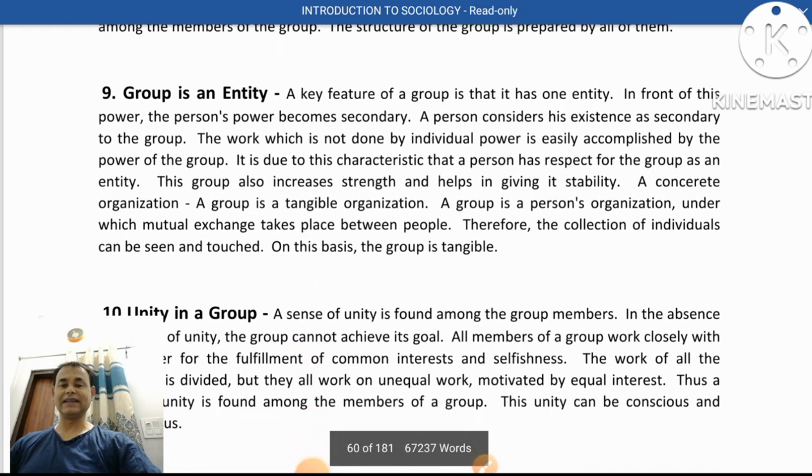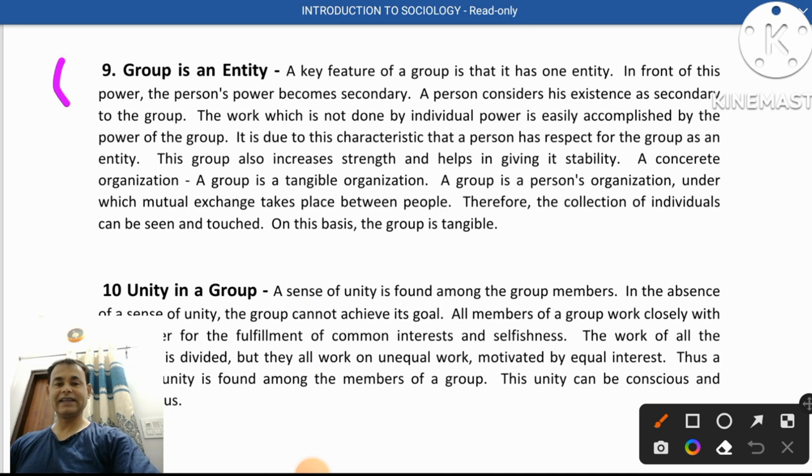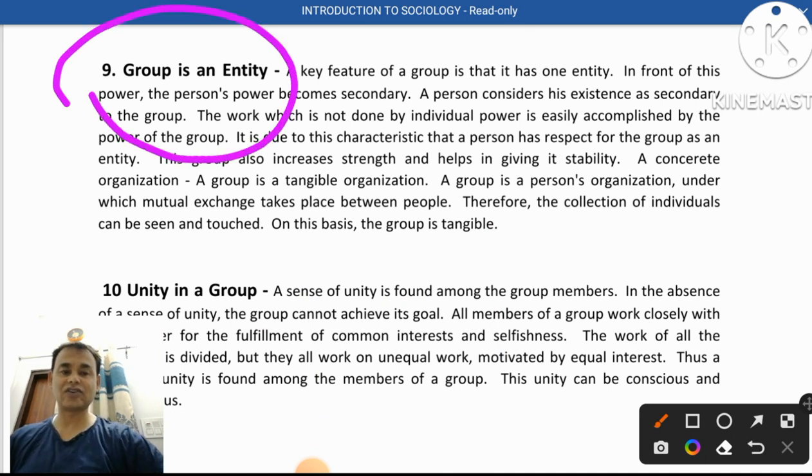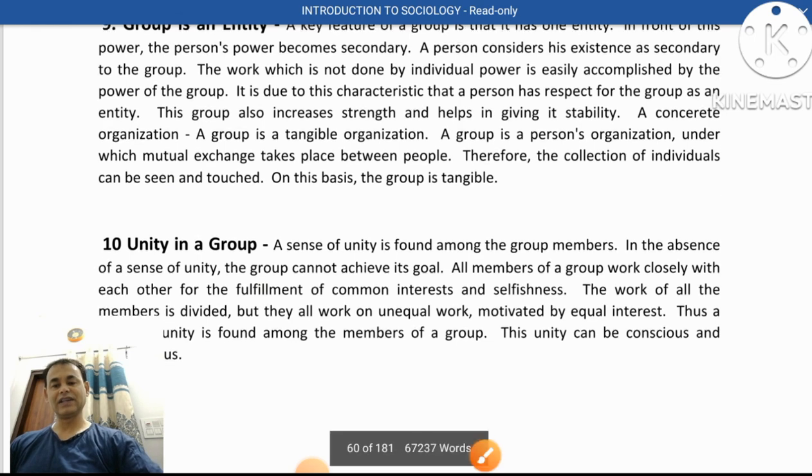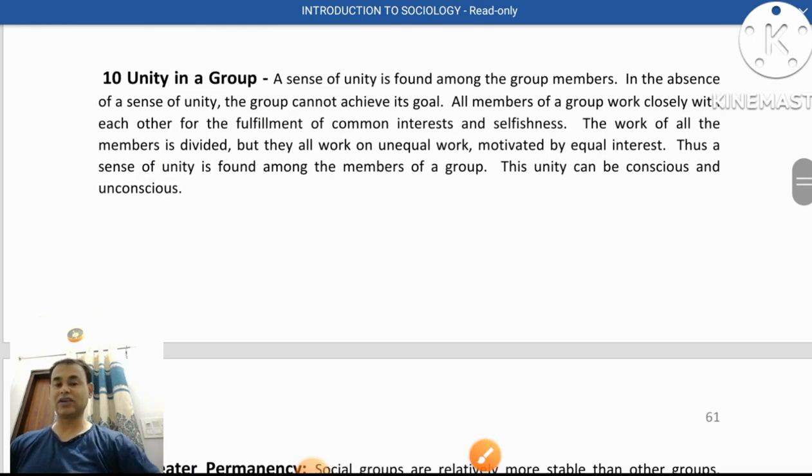Group is an entity. A key feature of a group is that it has only one entity. In front of this power, the person's power becomes secondary. Unity in a group: a sense of unity is found among the group members. In the absence of a sense of unity, the group cannot achieve its goal.